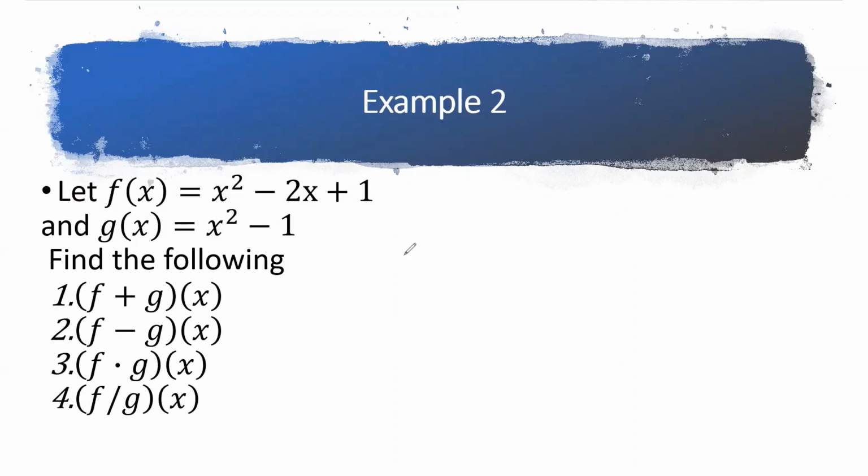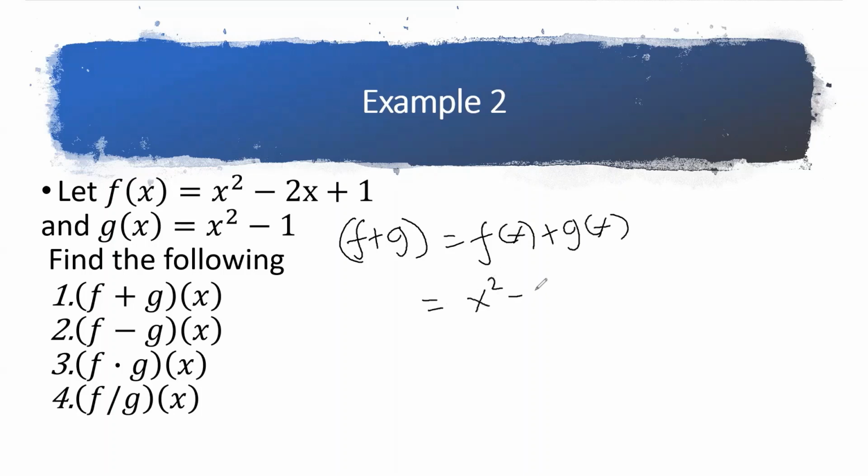So let's have this example number 2. Let f of x be x squared minus 2x plus 1 and g of x be x squared minus 1. So let's start with number 1. This is addition again. So we're going to add f of x and g of x. What is f of x? We have x squared minus 2x plus 1. Now plus g of x, which is x squared minus 1.